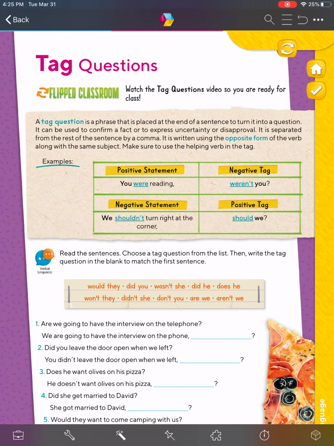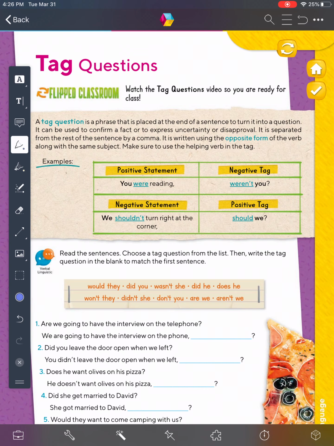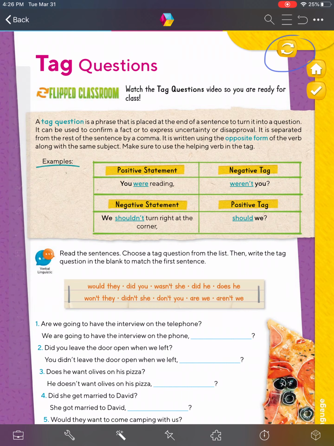Now, if you remember, there are some symbols around our book, such as this one. Do you remember what that means? Well, it means flipped classroom. That means you can watch and get informed at home about the topic before going to the class. But in this case, we're doing both at the same time because you are already at home.